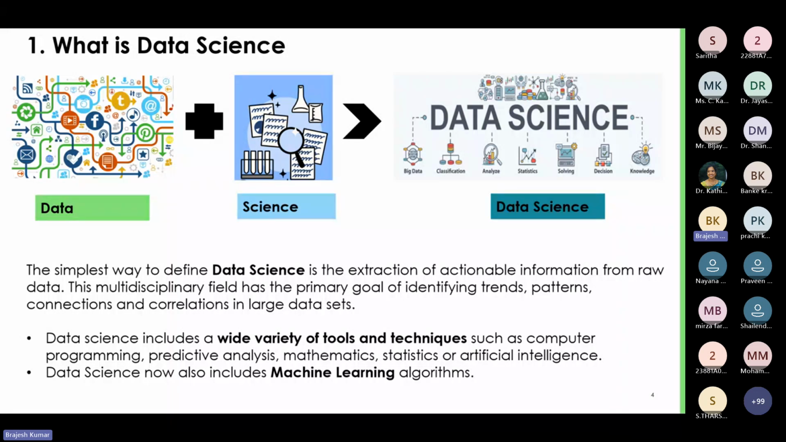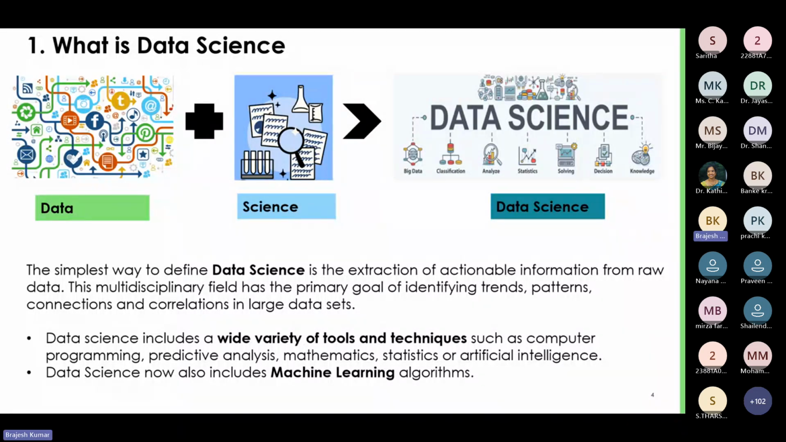And the next part is science. Science is where we use different methodologies, statistics, computer science and more to analyze all that data. By combining these two, we are talking about data science. Data science is the art of transforming raw data into actionable insight, which we call data-driven insight. By leveraging tools like computer programming, predictive analysis, statistics and AI, which we are talking about a lot these days, data scientists try to uncover trends, patterns and correlations in large data sets.